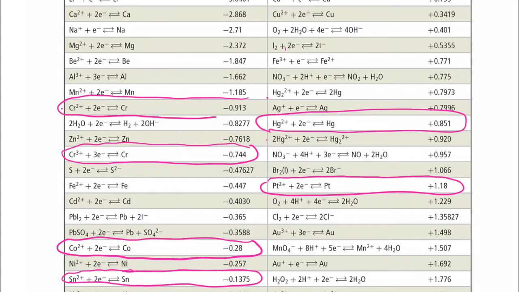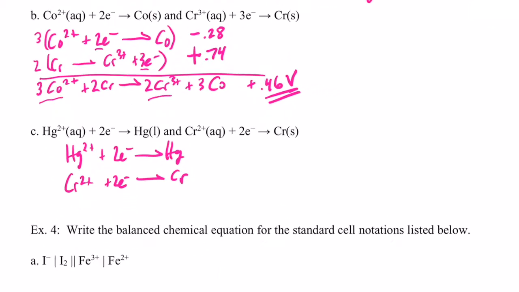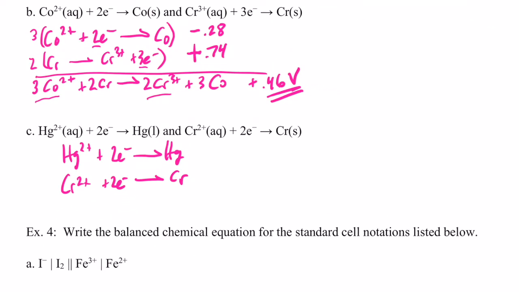And let's look up the chromium 2 plus becoming chromium. There, I found that one fast, didn't I? That's a negative 0.913. All right, so now we'll go back to our 2 reactions, and we're going to write those potentials down. The mercury one was a positive 0.85, and the chromium was a negative 0.91 volts.